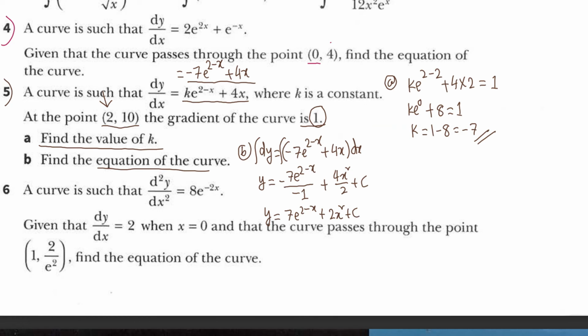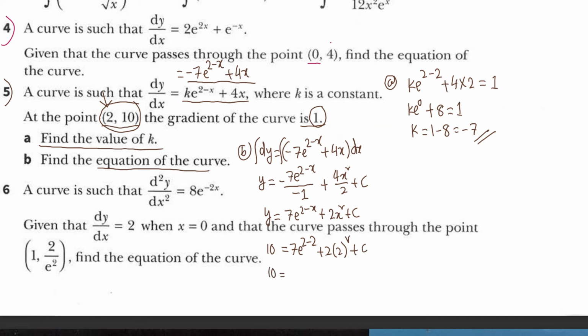The point (2, 10) satisfies the equation. Let me put this 2 and 10 in this equation to get our value of c. The y value is 10 and the x value is 2. We're going to put here 7e to the power 2 minus 2, plus 2 into 2 square, plus c. So that is our expression.